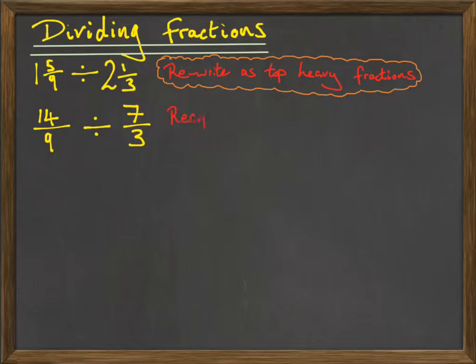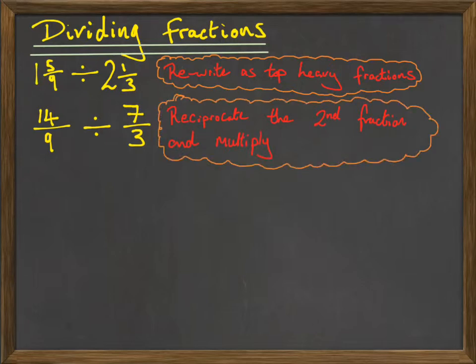Okay, well, we're just going to use a rule this time, and we're going to say to divide by a fraction, we reciprocate the second fraction and multiply. And so I can rewrite this problem as 14/9 times by 3/7. Now in this little clip I'm not attempting to explain why we do this. I will post another clip where we go into more detail as to why this process works.